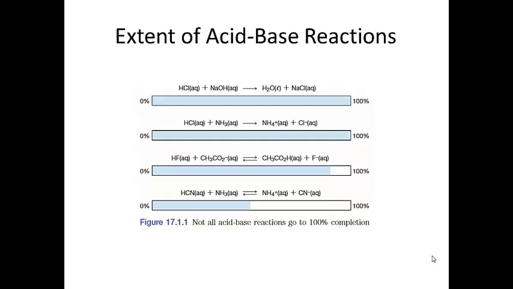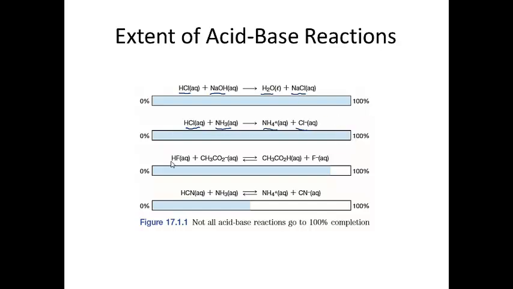So the first thing we do is look at just some examples of the degree of reaction that happens. When an acid-base reaction happens between a strong acid and a strong base, like HCl and NaOH, it makes water and a pH-neutral salt, and that goes to 100%. If HCl, a strong acid, reacts with a weak base, NH3, that goes to make ammonium ion and chloride ion, and that also goes to 100%.